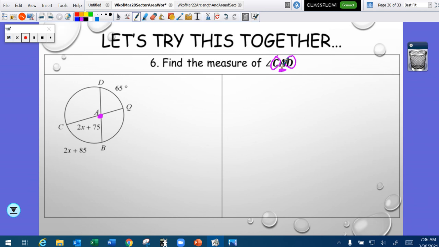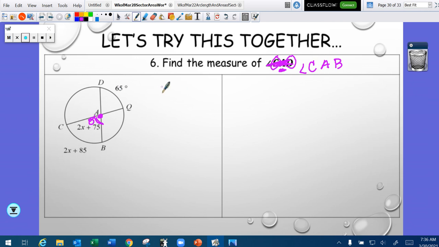So actually, I'm going to change this to make it easier for you guys. We're not going to do CAD. We're going to do CAB instead. Okay? So we want to find this angle. So we're going to put theta right here. We're doing angle CAB instead. So we want to find this angle right here.